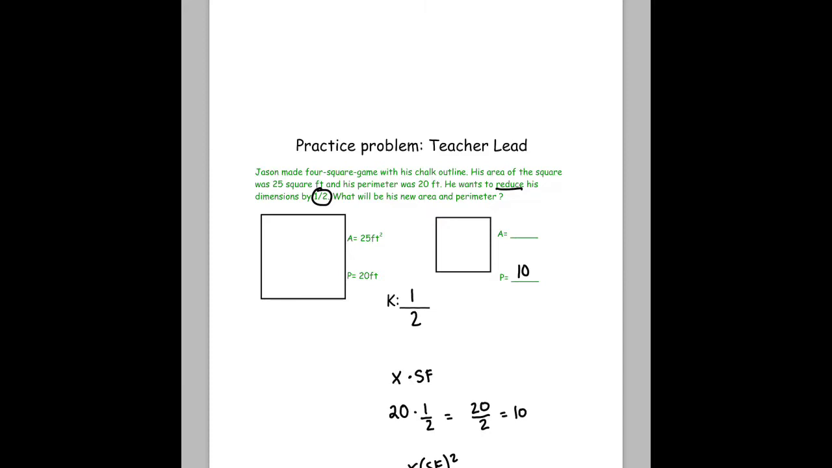Times 25, which is like saying 25 divided by 4. 4 can go into 25 6 times, which is 24. Remainder 1. Bring down the 0. 4 can go into 10 2 times. 2 times 4 is 8. Bring down the 2. 4 can go into 20 5 times. So that's 6.25. So our area is 6.25.